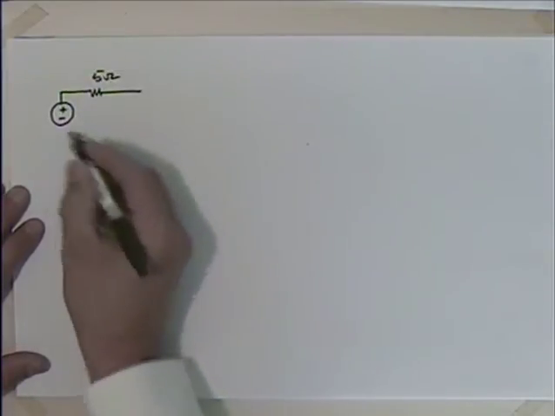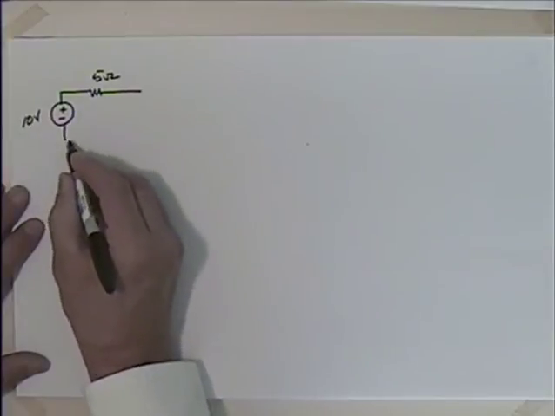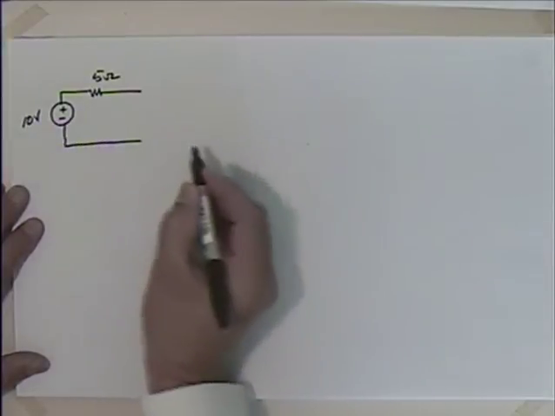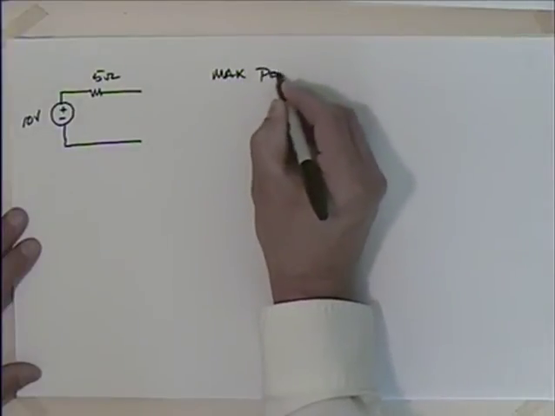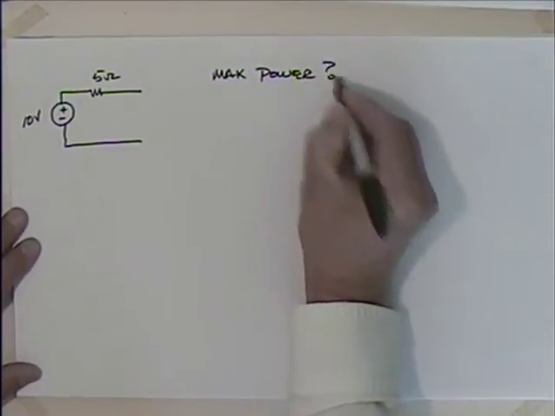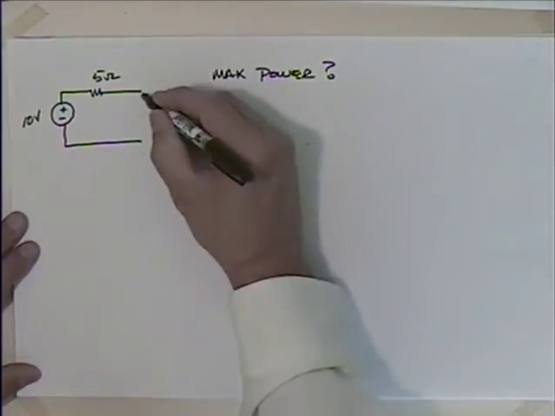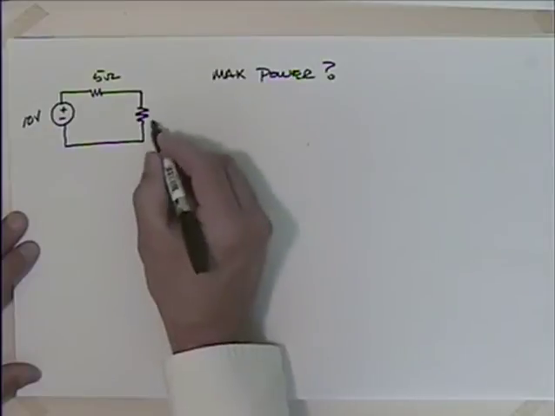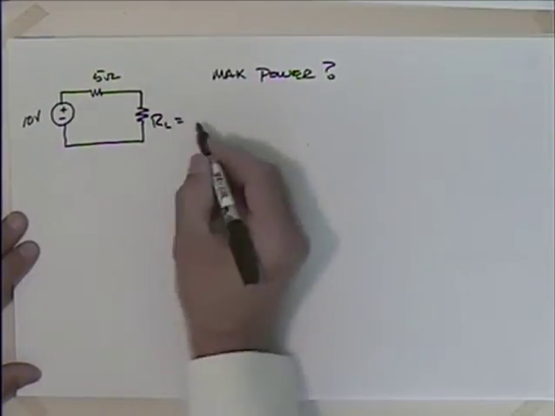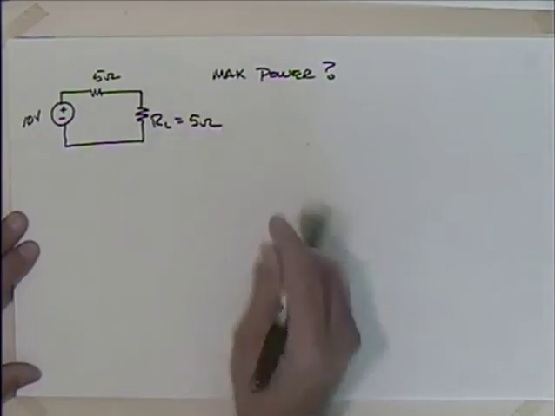So we have 5 ohms here. We have 10 volts there. And we're asked maximum power. Okay. What value of resistance do we put in here for maximum power? Well, we know that this load resistor has to be equal to the Thevenin resistance, which is 5 ohms, right?